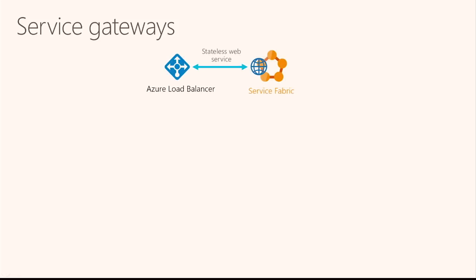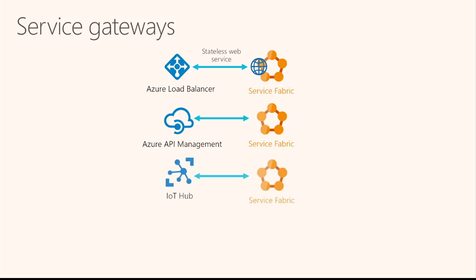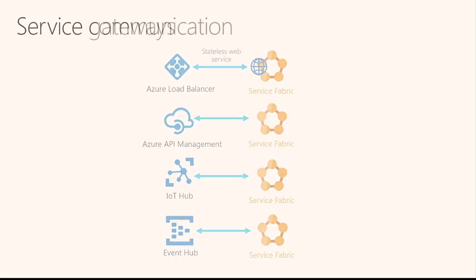And so this is what we call the gateway pattern, and there are a lot of different gateways that you can use. The one that we're seeing here is where we have the Azure load balancer as a gateway talking to a stateless web service running on the cluster. And then there are a couple others that we have in Azure. So Azure API Management, of course, integrates with Service Fabric, and API Management does understand that Service Fabric is running in the back and does know how to use the naming service for service discovery. And then, of course, you can pull data from IoT Hub or Event Hub. So these are just some examples of service gateways that we have.